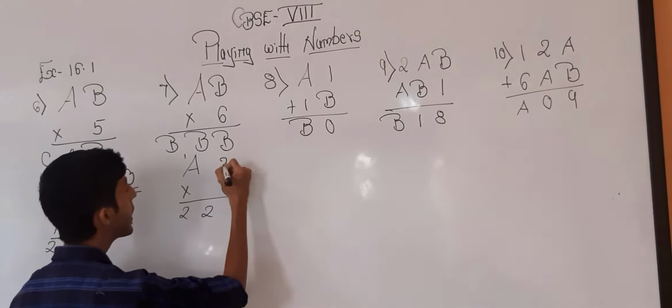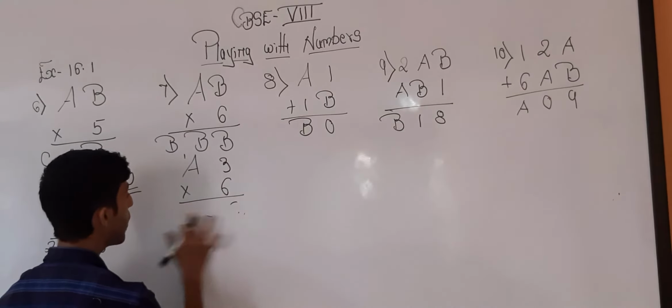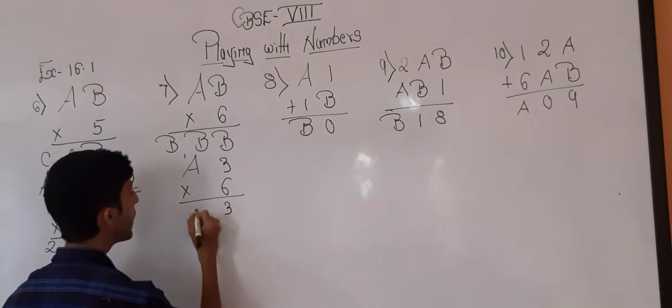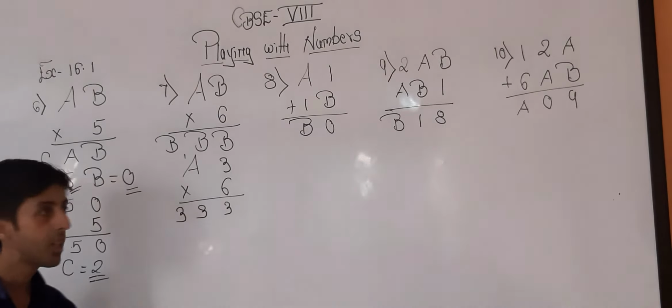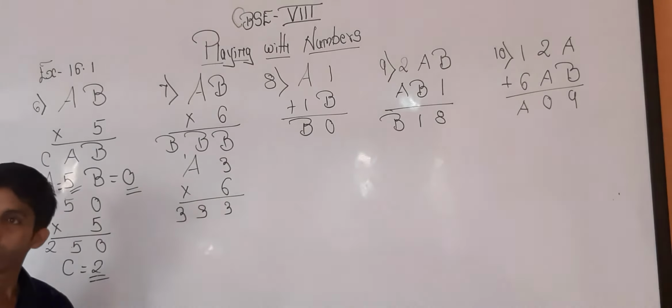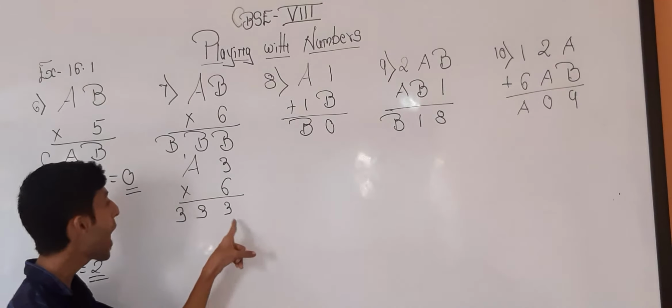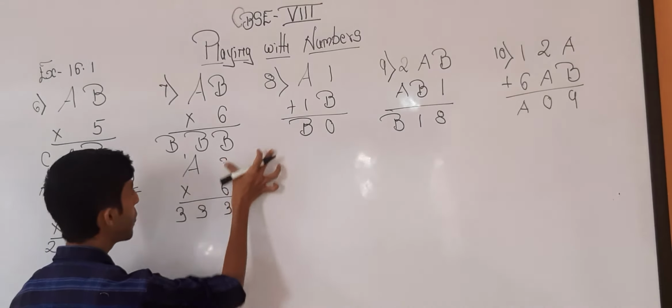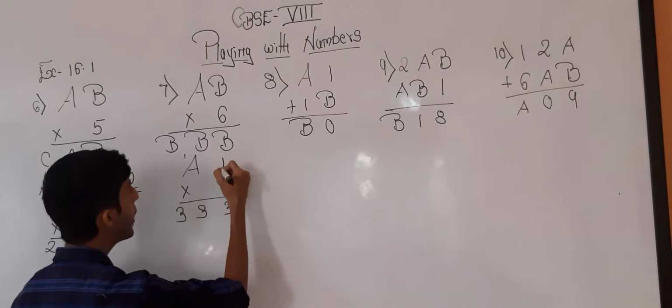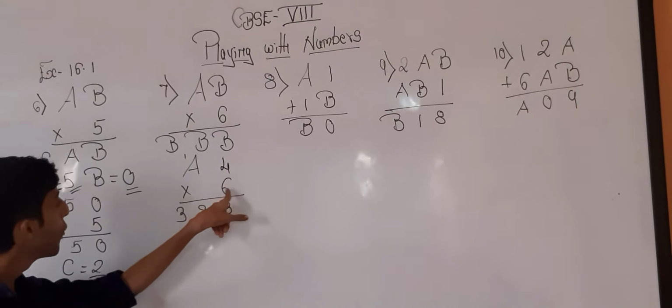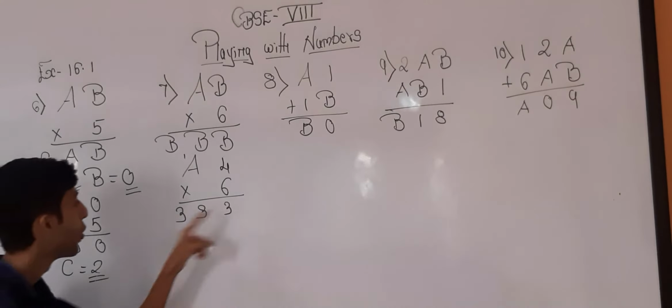If I am taking 3, that means all the terms should be equal to 3, 3 and 3. Now, 6 3s are 18. Of course, the answer is getting 8 over here. I want 3 over here. That means this answer is also wrong. If I am taking 4 over here, 4 6s are 24.